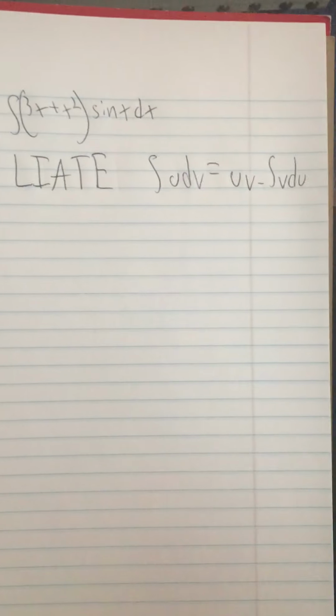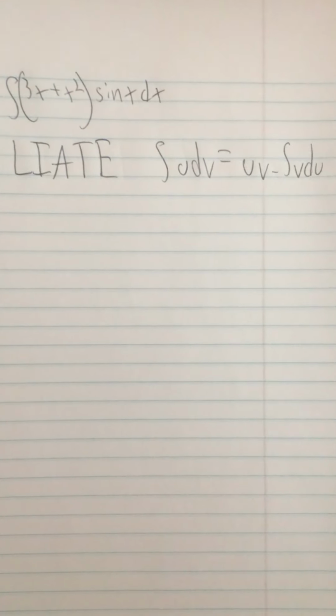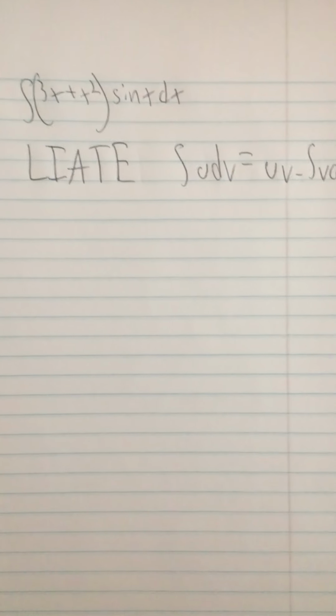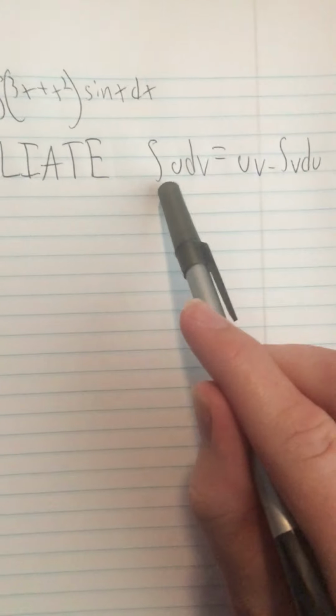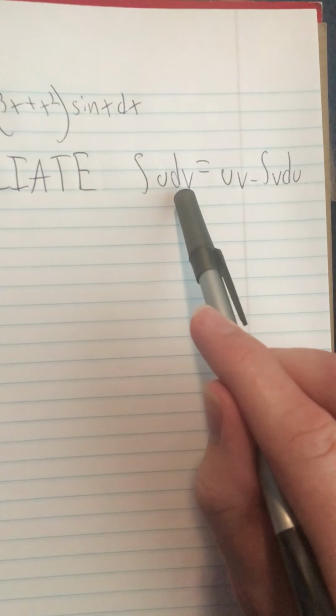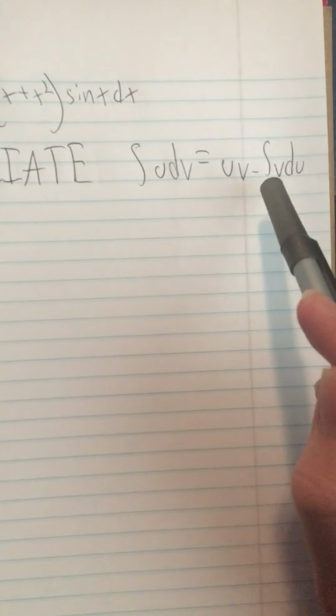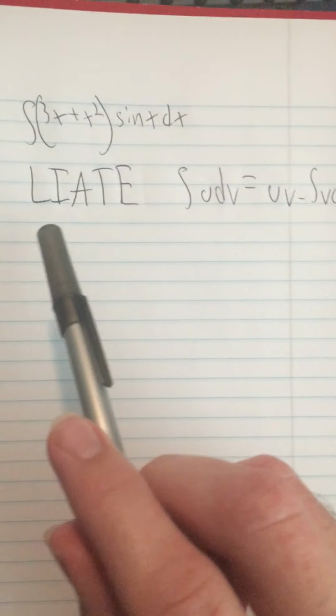We are going to be covering the integral of (3x + x²) sine of x dx. We are going to be using integration by parts, because what else would we be using? First, let's review the formula. The integral of u dv equals u times v minus the integral of v du, and we use LIATE.